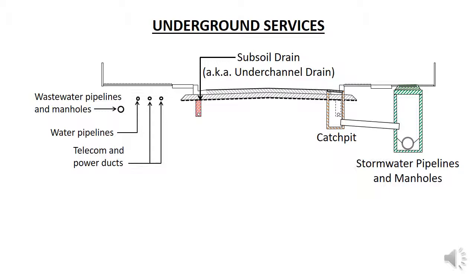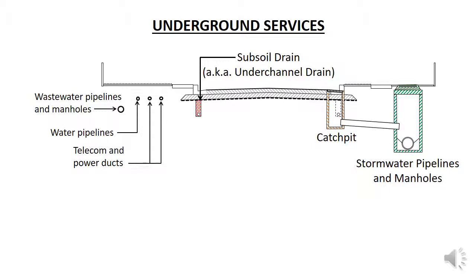Water on the surface of the road also needs to be removed and disposed of, and this is done with catch pits and the stormwater system. The stormwater system includes catch pits, manholes, and pipes, which all need to be installed underneath the road surface. We may also have other services such as water, wastewater, power, and telecom systems, which are also installed underground.